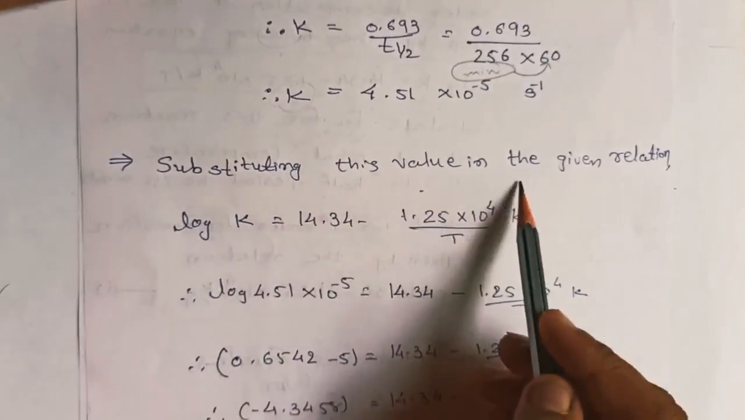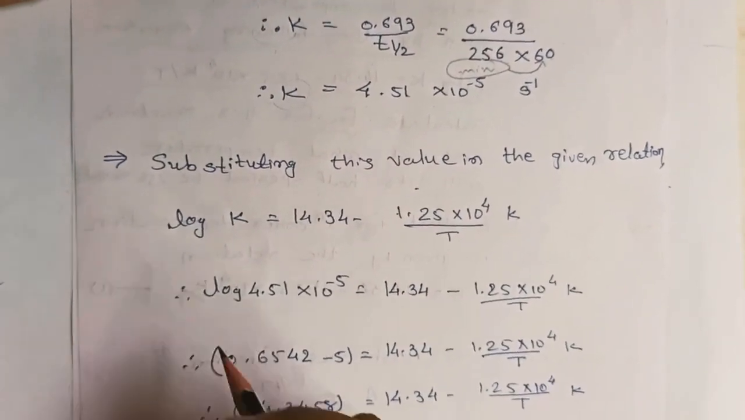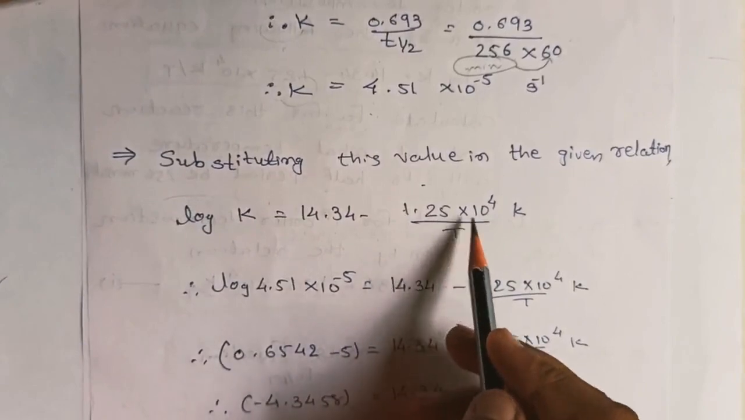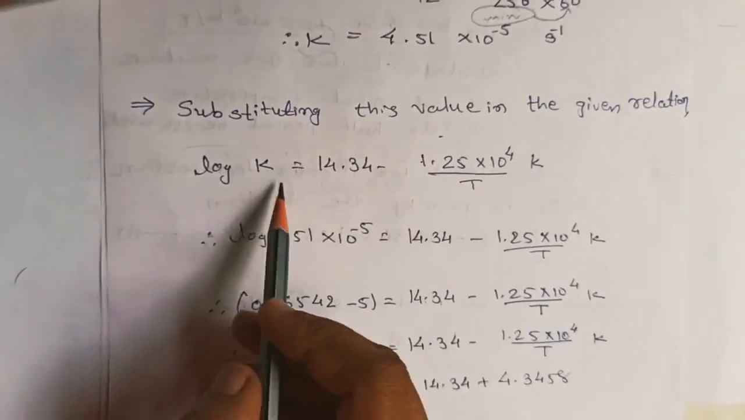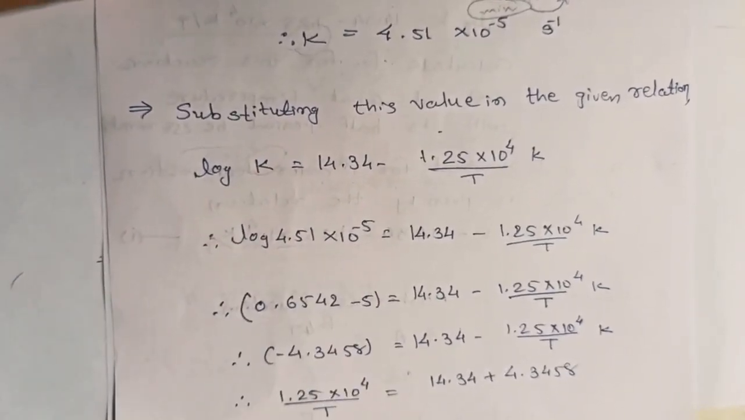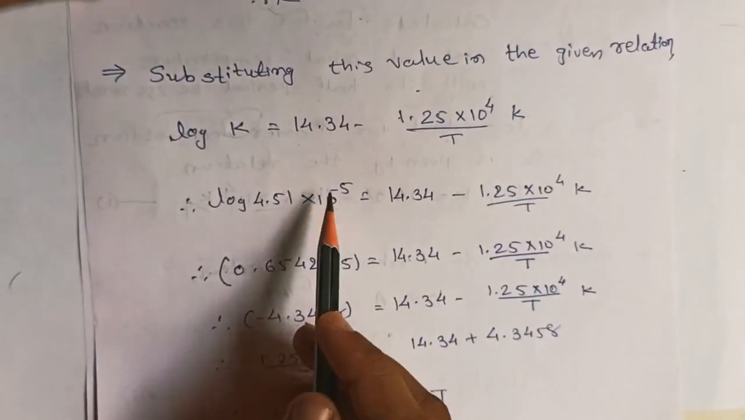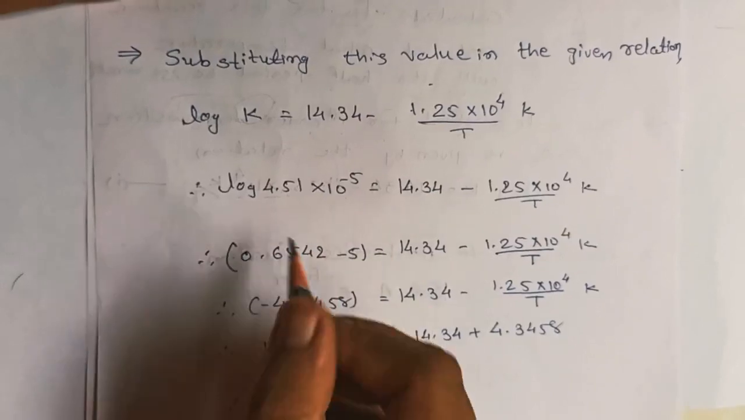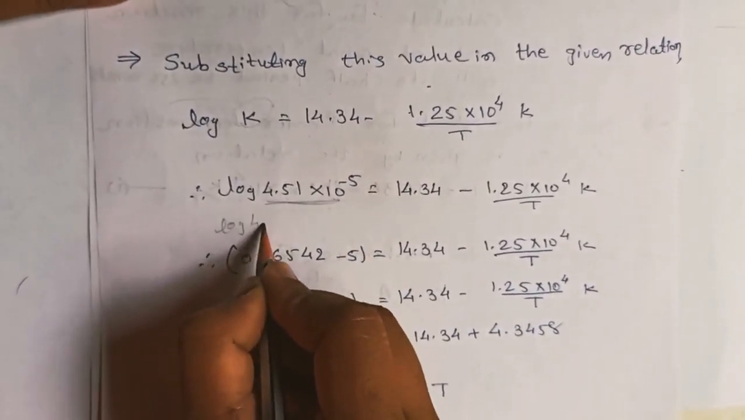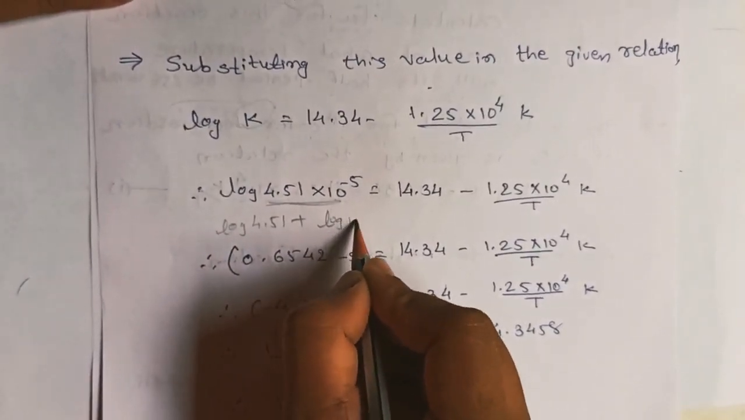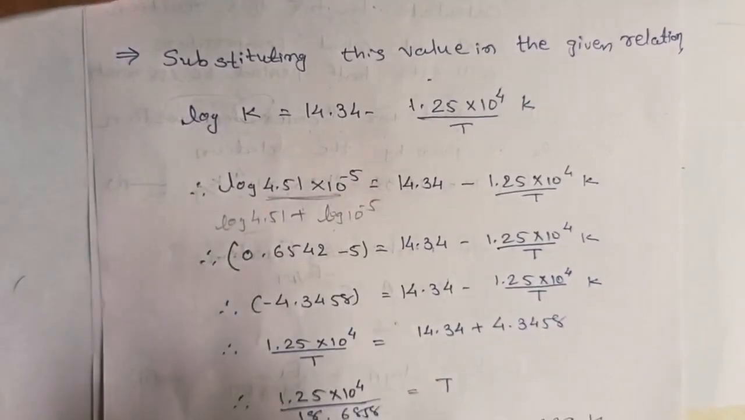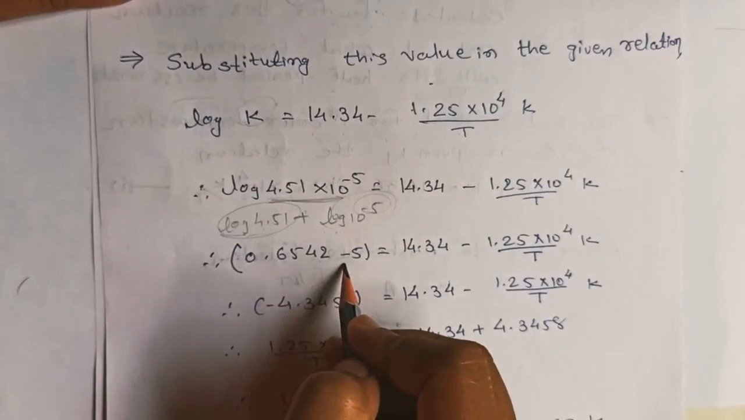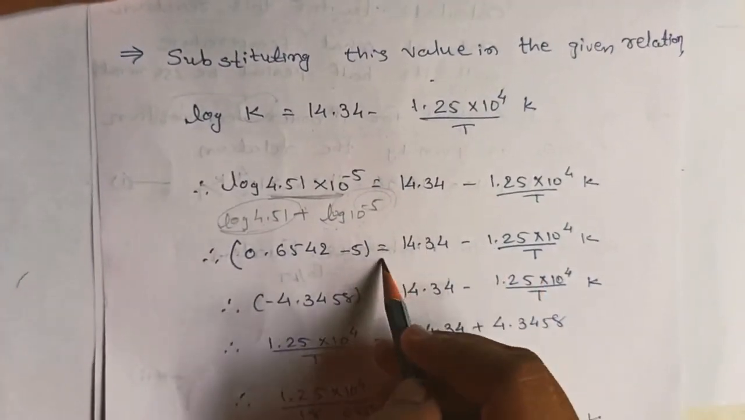Now substitute this value in the given relation. In the given equation, if we replace the value of k, then the given relation is log k equal to 14.34 minus 1.25 into 10 to the power 4 by T. Here we replaced the value of k. Now we have to find the log of 4.51 into 10 to the power minus 5. The log of 4.51 is 0.6542, and since these two terms are in multiplication, we can separate them by adding their logs. The log of this term is 0.6542, and the power comes forward as minus 5, and log 10 base 10 will be 1.